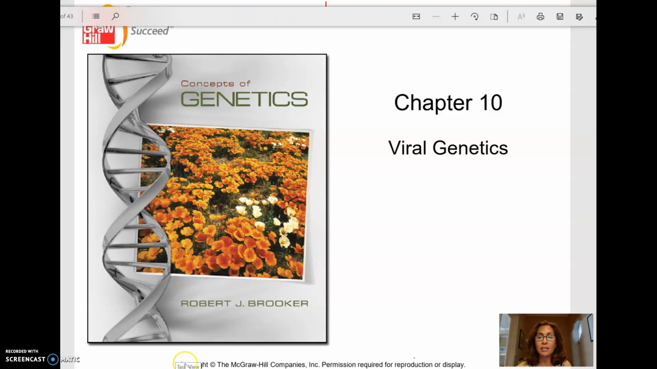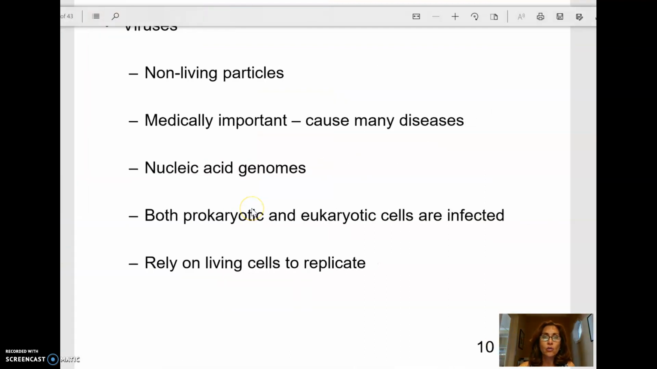Okay, chapter 10, viral genetics. This is a short chapter, so you guys ought to have fun with this. It's interesting information because one of the things about viruses is that they are non-living things. They're pieces of protein and genetic material. People often refer to them as particles. And of course, they're medically important because viruses are responsible for many diseases.